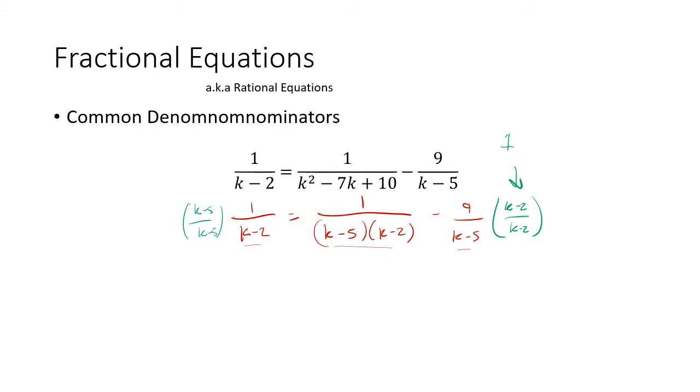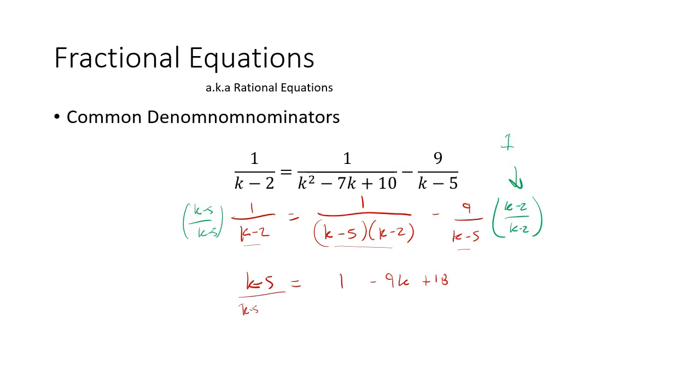And then if we multiply the numerators out, on the left we'll have K minus 5. That's going to equal, and don't worry about the denominators right now, we'll talk about that in a second, 1. And then this numerator, negative 9 times K is negative 9K. Negative 9 times negative 2 is positive 18. So that's our numerators.